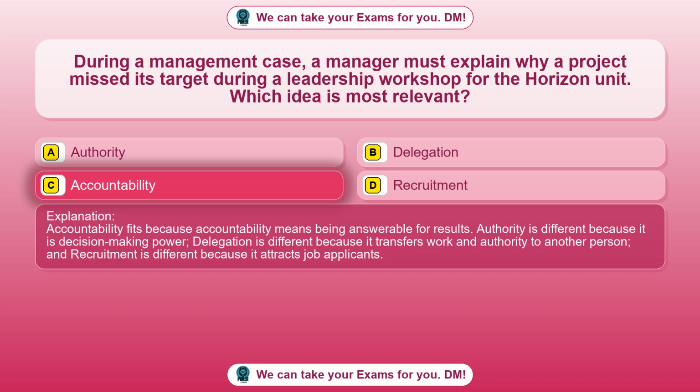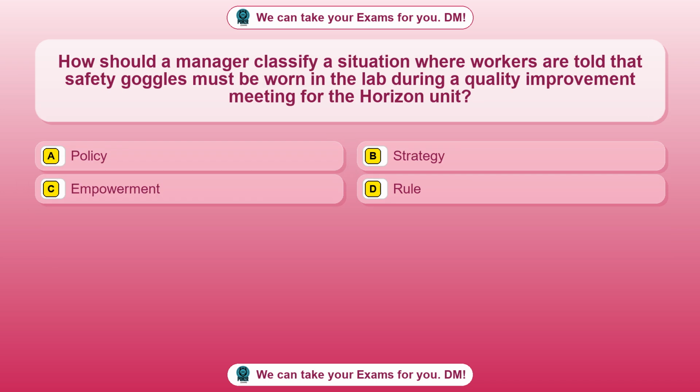Accountability fits because accountability means being answerable for results. Authority is different because it is decision-making power, delegation is different because it transfers work and authority to another person, and recruitment is different because it attracts job applicants. Question 43.